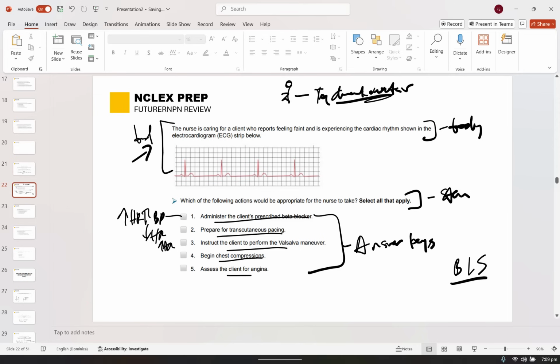So now, based on that, I'm going to pay attention to what? Unresponsive or patient is not breathing, right? So I want to see that in the body of the question. I'm going to come back to the body of the question. Now, assess the client for angina. Then I'm going to say whether the body is talking about what? Pain. So now I have all this thinking.